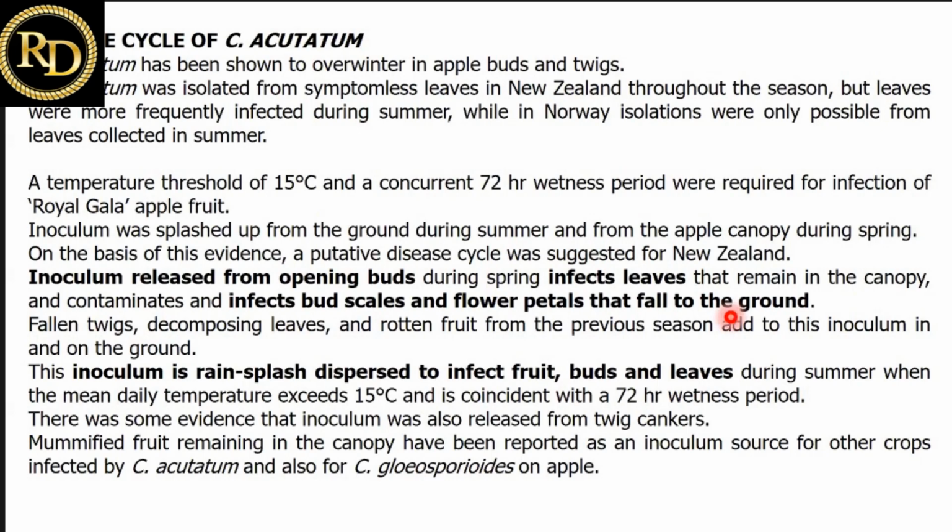mainly performed until now in New Zealand by the group of Kerry Everett. So in this case, inoculum is released by the buds which are opening during spring. There is an infection of the canopy, and the bud scales or flower petals will go to the soil, to the ground. Then later here there is the development of the conidia. The conidia, by rain splash, so during rain, will infect the buds and the leaves. And this occurs when the temperature is around 15 degrees with at least 3 days of wetness.